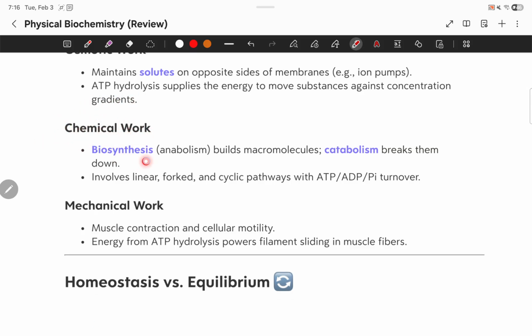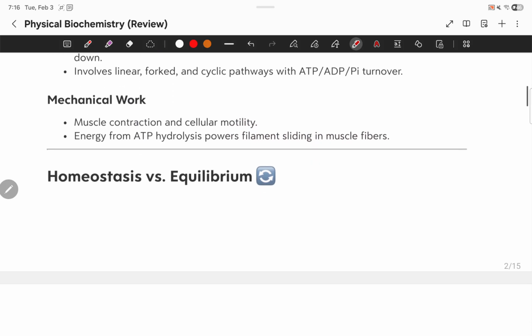We have chemical work: biosynthesis, meaning anabolism, builds macromolecules, and then we have catabolism, which breaks them down, involving linear, forked, and cyclic pathways with ATP, ADP, and inorganic phosphate turnover. Finally, we have mechanical work, muscle contraction and cellular motility. Energy from ATP hydrolysis powers filament sliding in muscle fibers.